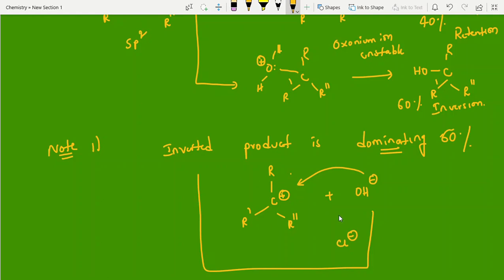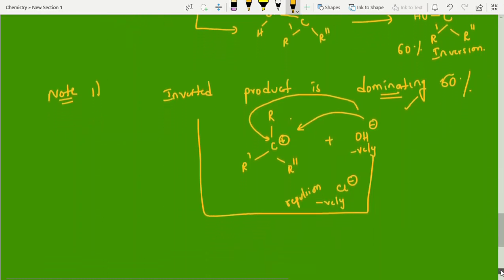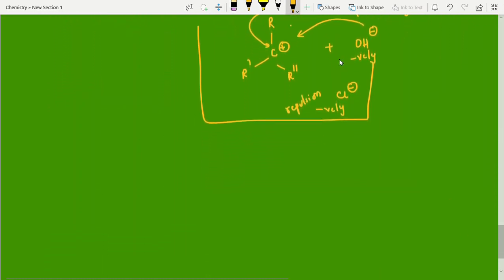Still its influence is there. This is minus, and this is also minus. This is negatively charged, and this is also negatively charged. Both have repulsion. That's why, even after chlorine has gone from the site, its influence is still there, because of the repulsions. To avoid this repulsion, instead of front attack, more back attack takes place. That's why the inverted product is dominating. So this is one of the most important questions. Clear? Now next one.